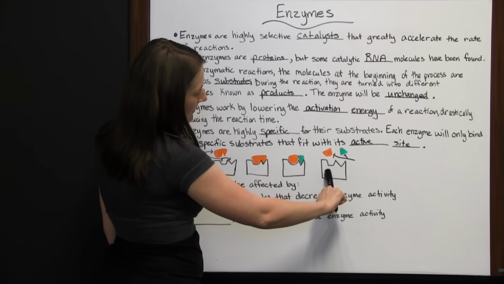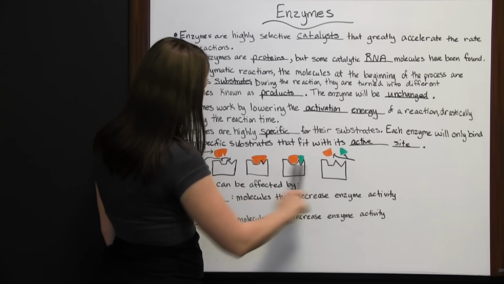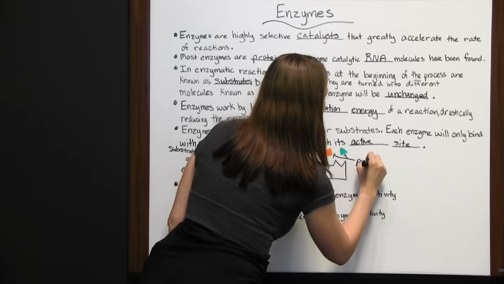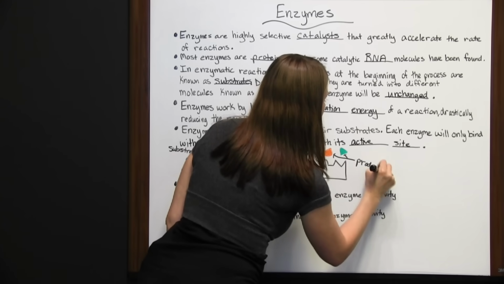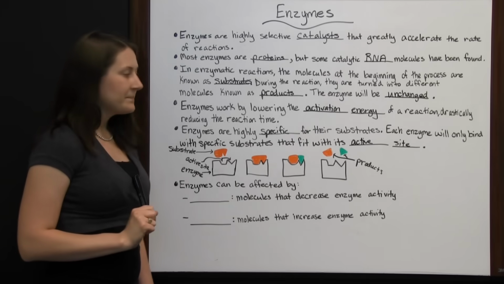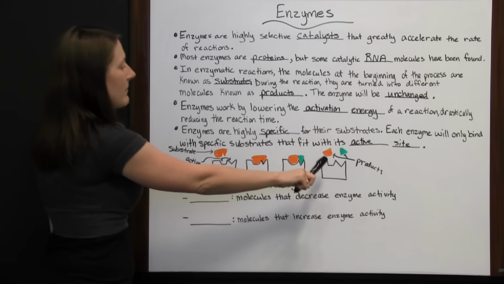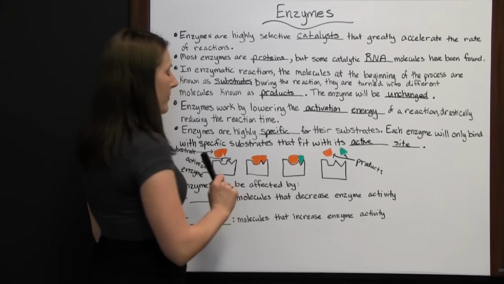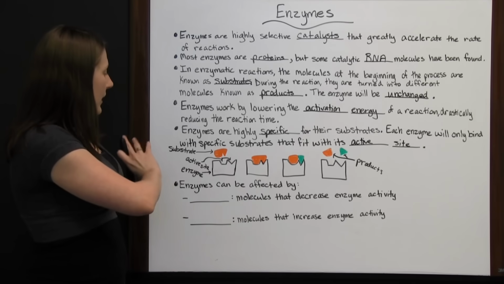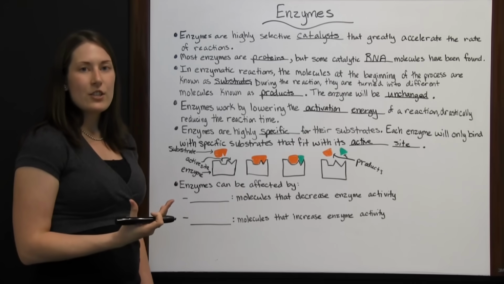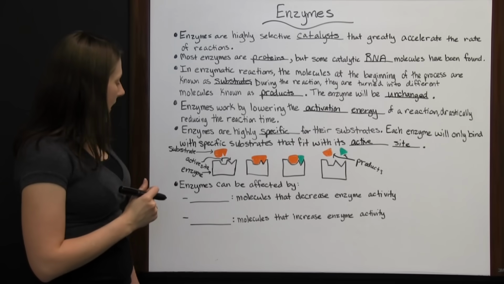And then in this last part, you've got your enzyme remaining unchanged, and the products, two separate molecules that the substrate has been turned into, will leave the enzyme. So you can see the enzyme remained unchanged, and the substrate was turned into two separate products. And going through this stage is going to lower the activation energy of a reaction.